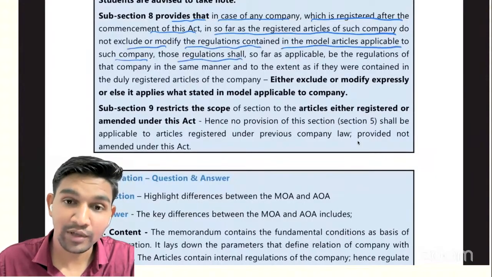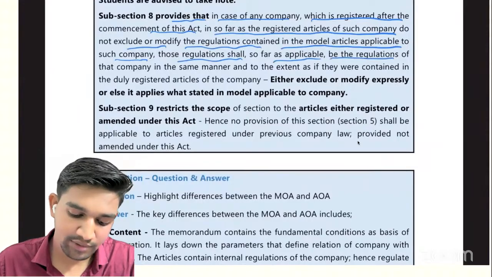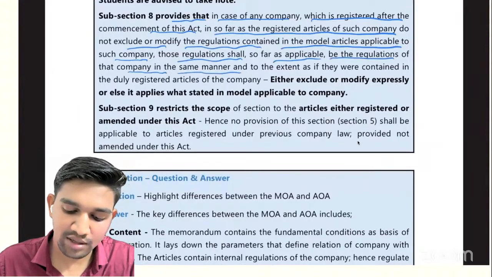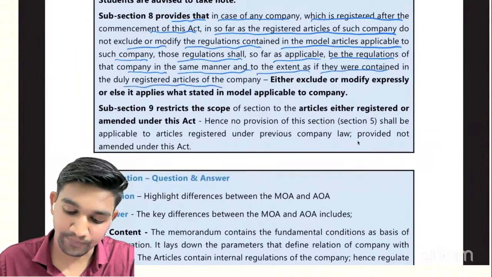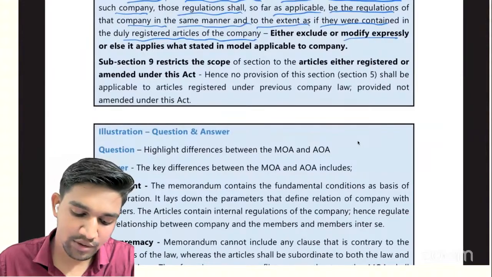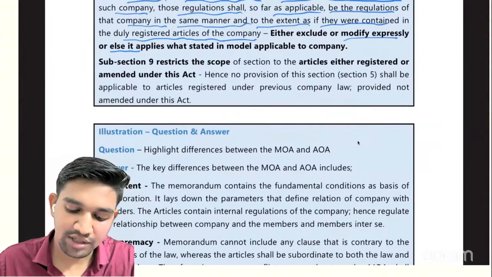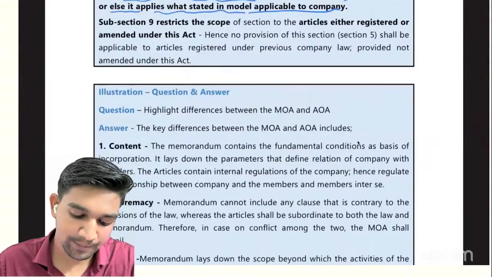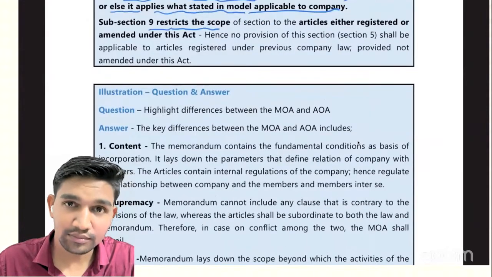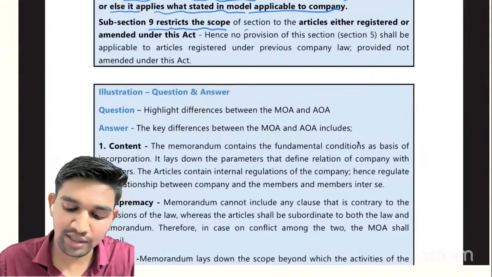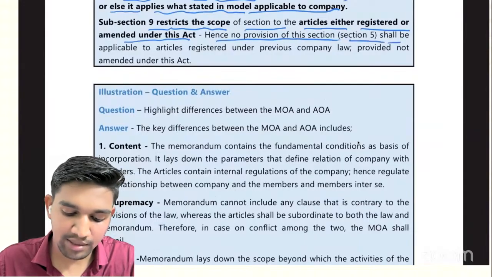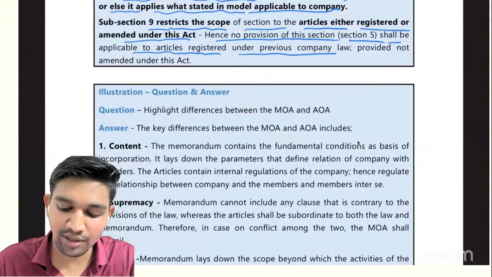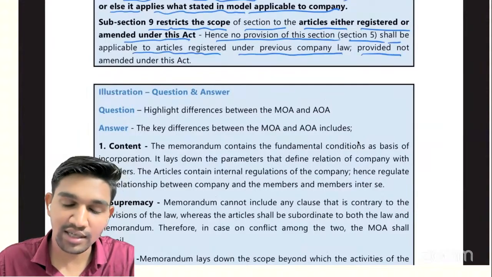those regulations shall, so far as applicable, apply to that company in the same manner and to the same extent as if they were contained in the duly registered articles of the company. Either exclude or modify expressly, or else it applies as stated in the model articles applicable to the company. Subsection 9 restricts the scope of the section to articles either registered or amended under this Act. Hence, no provision of this section, Section 5, shall be applicable to articles registered under the previous company law and not amended under this Act.